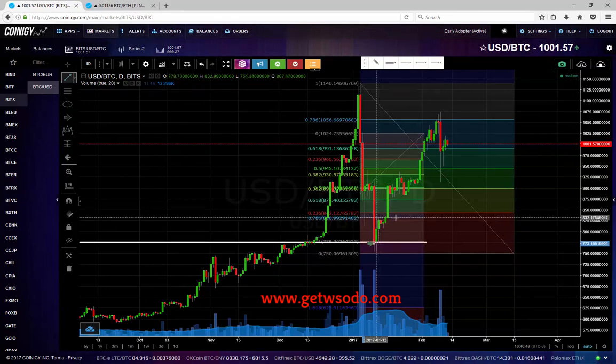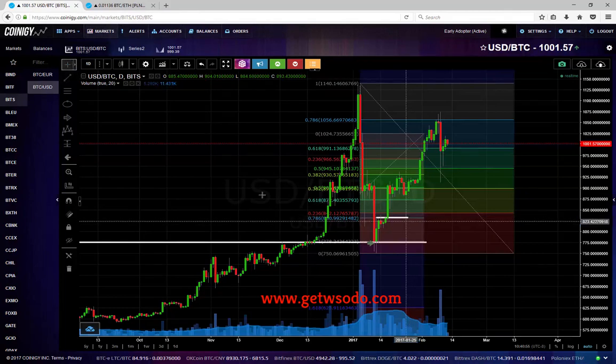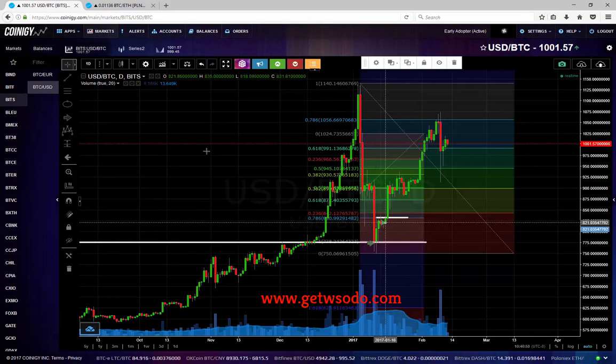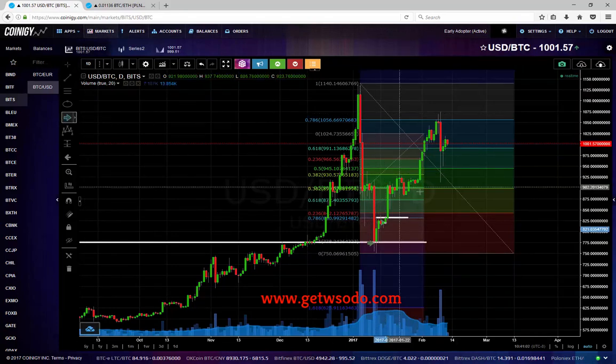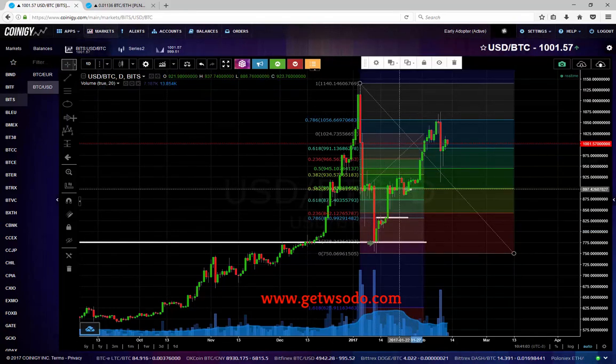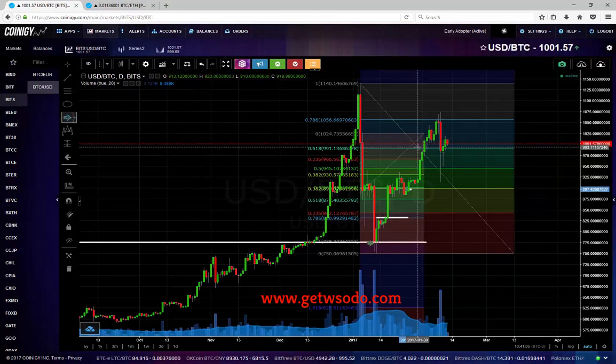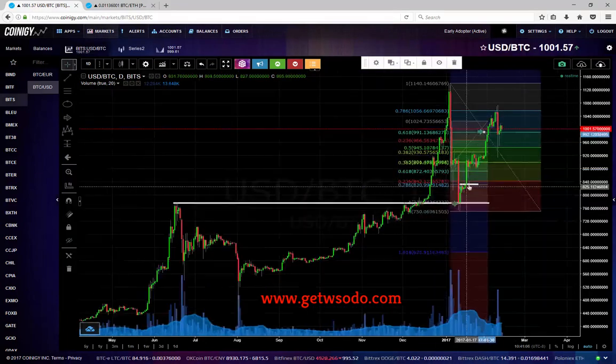But as you can see here, we had a breakout right here. This would be another area where you could size into your trade. So you can have partial position here and then just add to it right here. And then also just scale out at multiple levels as well. So it doesn't have to be an all or nothing approach.